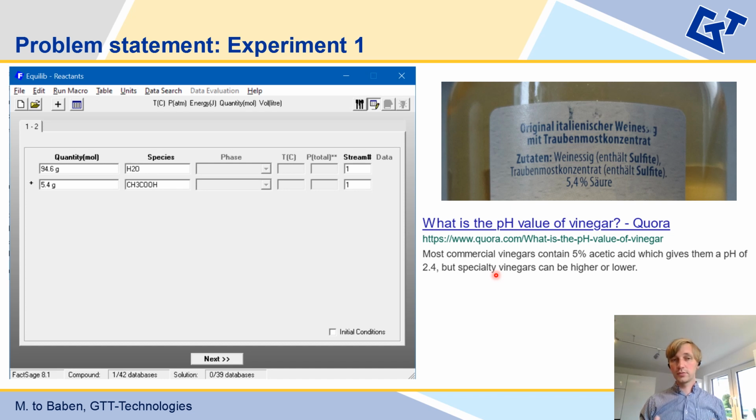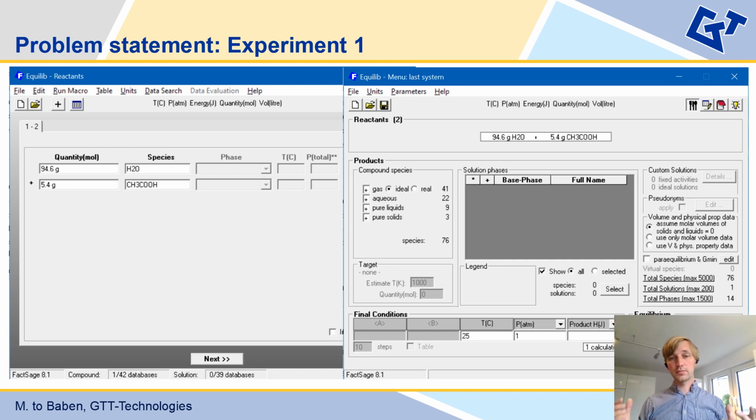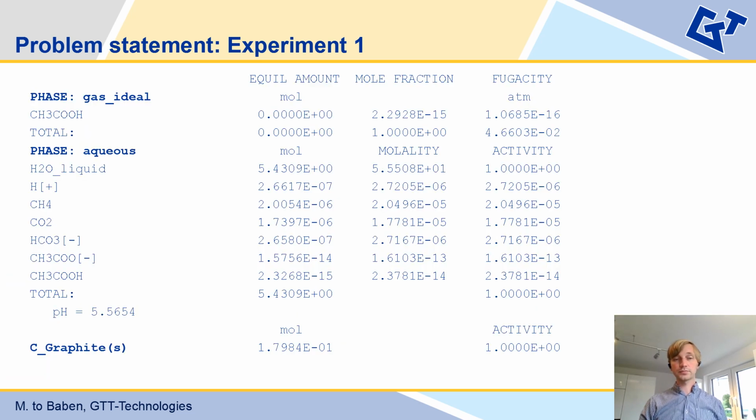Now, I tried to simulate this using Equilib. So I input 5.4% of acetic acid and water. I just select ignorantly all of the species as possible products, and I calculate the system at 25 degrees. This is the output I get. The output table is already a little bit reduced to show only the most important species.